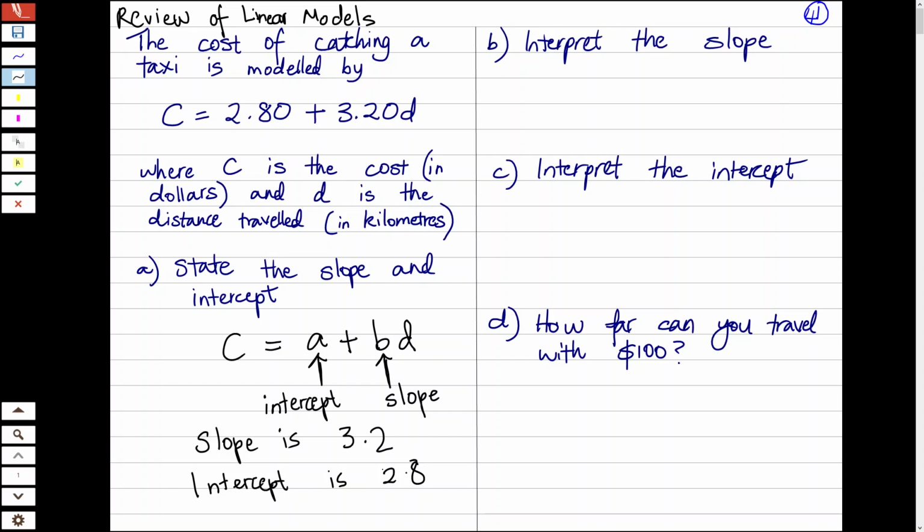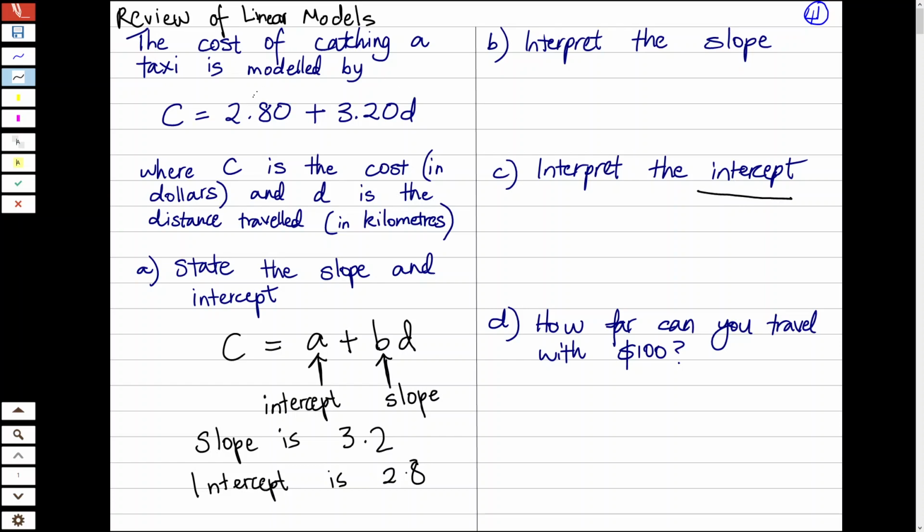Alright, let's bring it back. Okay, so if we don't travel any distance at all, we're charged 2.80, right? Yes. So what number is that? Is that the intercept or the slope? Intercept. Okay, so part C is actually easy to do first, so let's do that one.